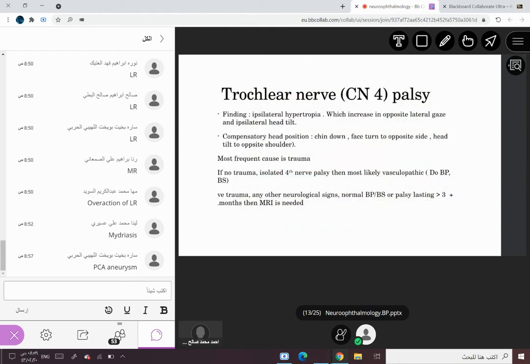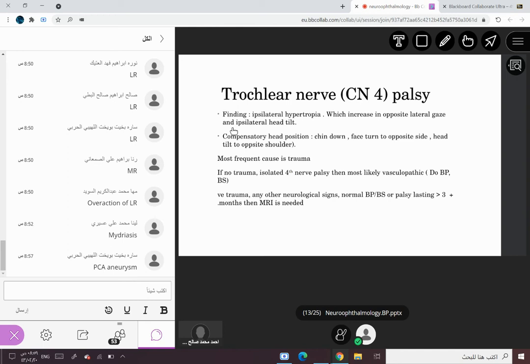Okay, let's go to the fourth cranial nerve palsy, or trochlear nerve palsy. So what we'll find is ipsilateral, same side, hypertropia. Okay, this hypertropia has characteristics: it increases in opposite or lateral gaze, and on ipsilateral head tilt.